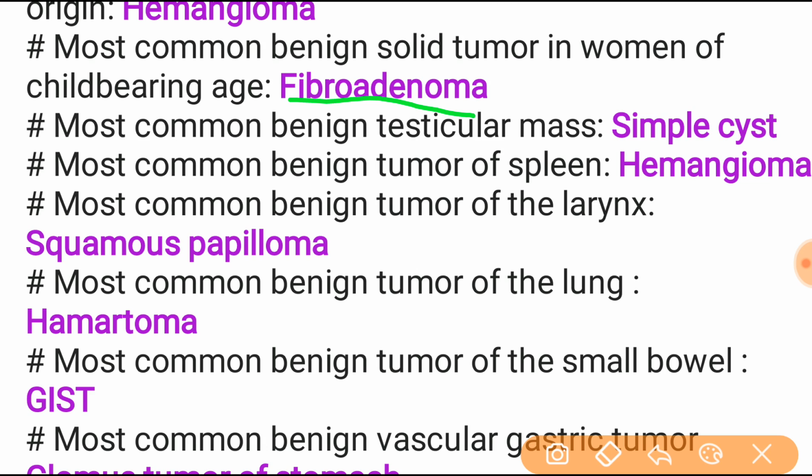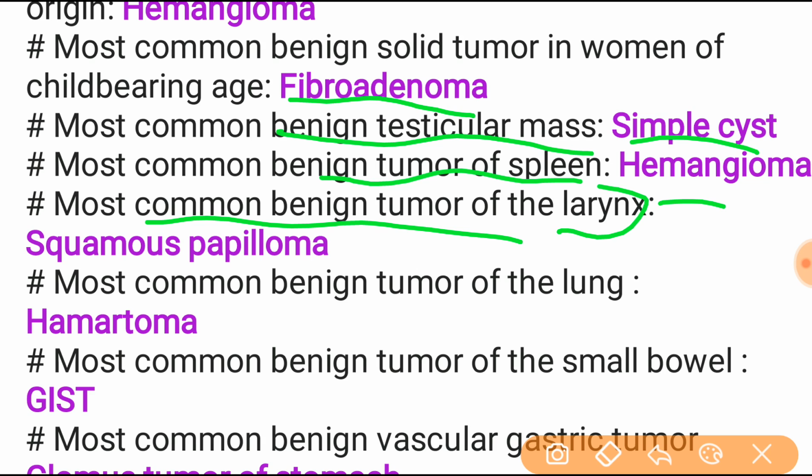Most common benign testicular mass here is the simple cyst. The most common benign tumor of the spleen is hemangioma, and the most common benign tumor of the larynx is the squamous papilloma, and the most common benign tumor of the lung will be the hamartoma. The most common benign tumor of the small bowel is the cyst.